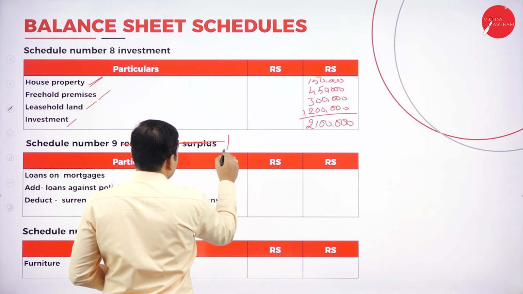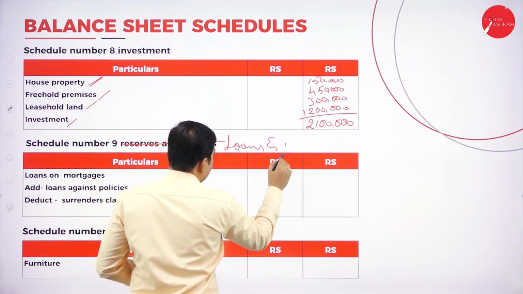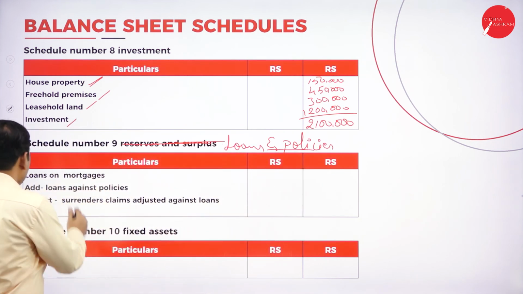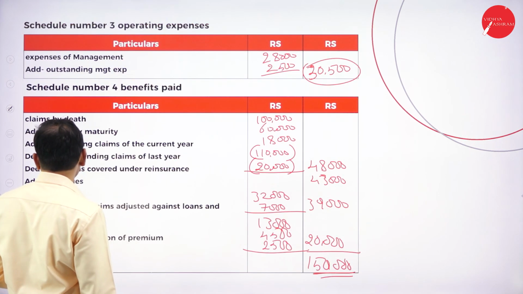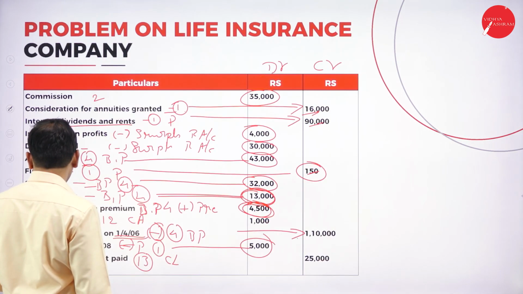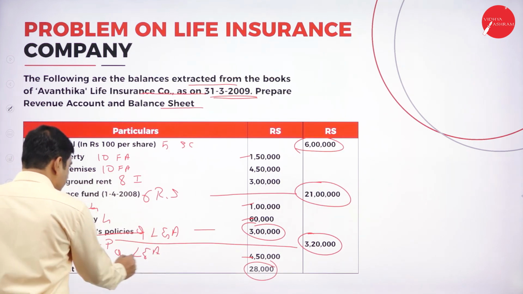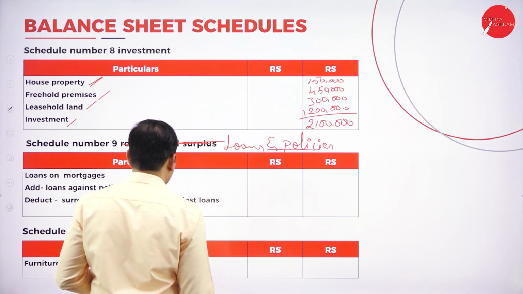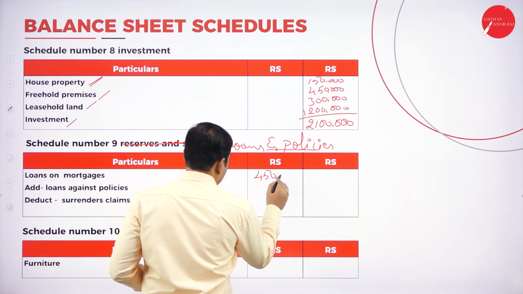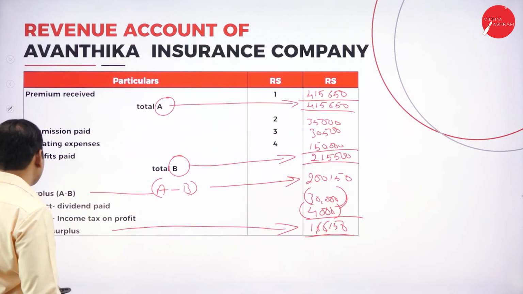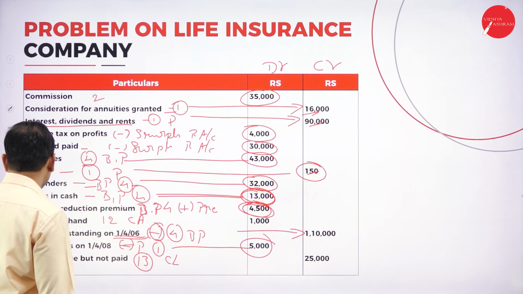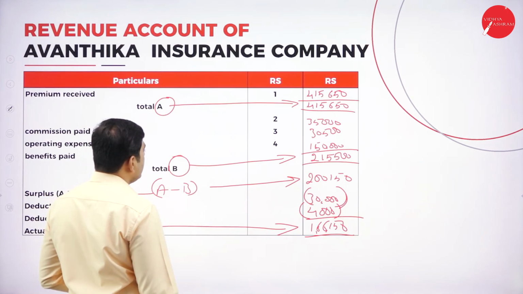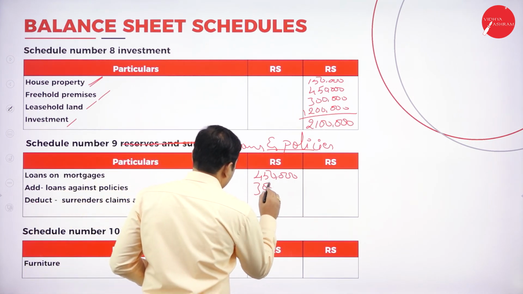Now schedule number 9 is loans and policies. Under loans and policies, loans on mortgages. What is the loans on mortgages? Let's look at it. Loans on mortgages is 4,50,000. Again, add loans against policies. What is the amount of loans against policies here? See, loans on company policies is 3 lakh.